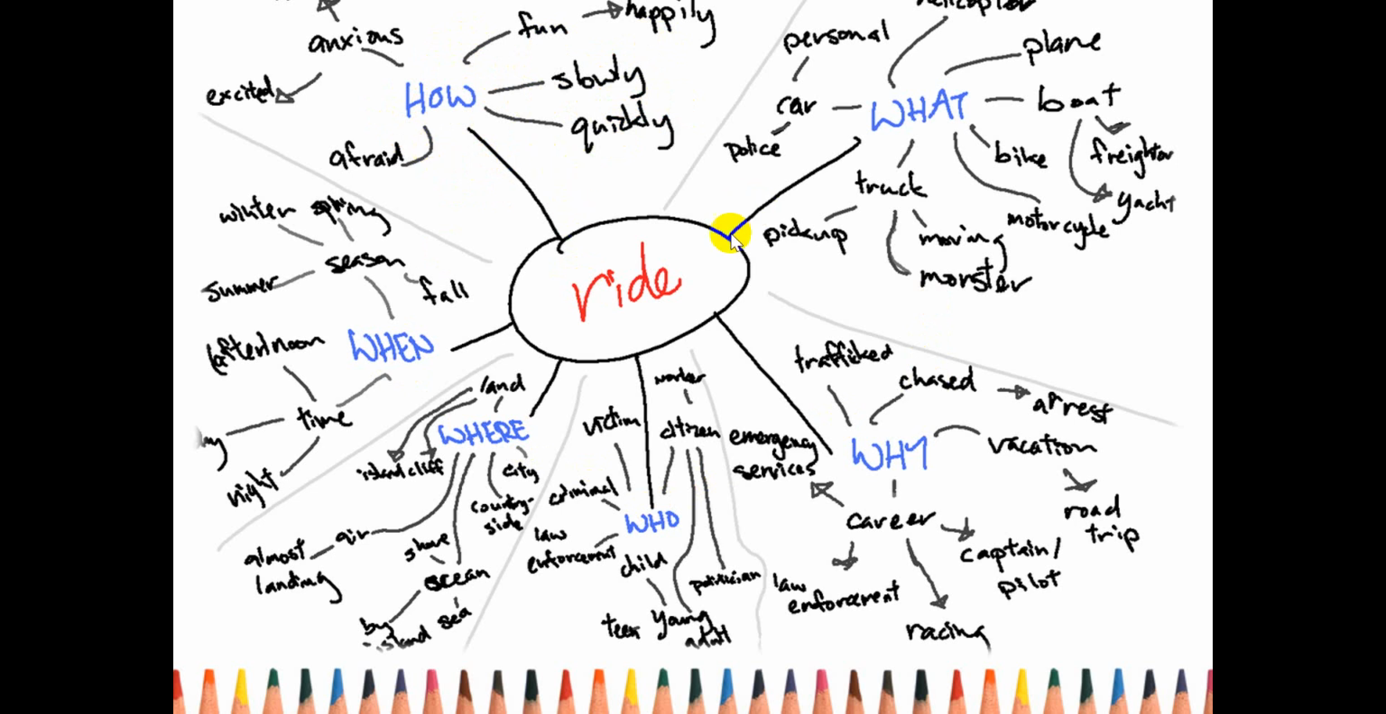And then, what to write? Do you write about a pickup, plane, or car, truck, bike? And if you talk about boat, is there any kinds of boat? And then why, you can talk about the feeling of riding. And then who, where, etc. You can continue.